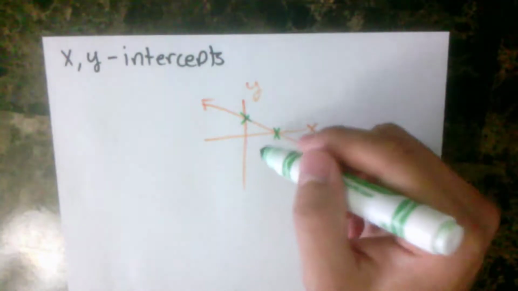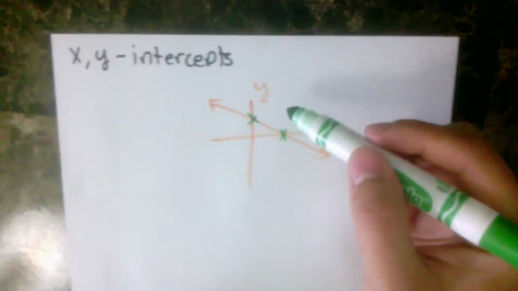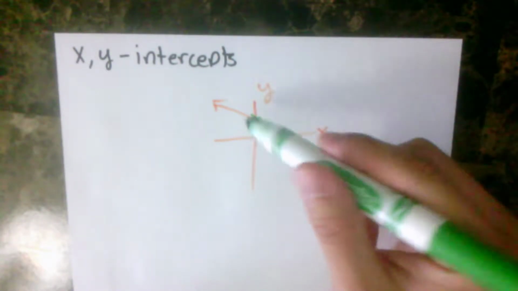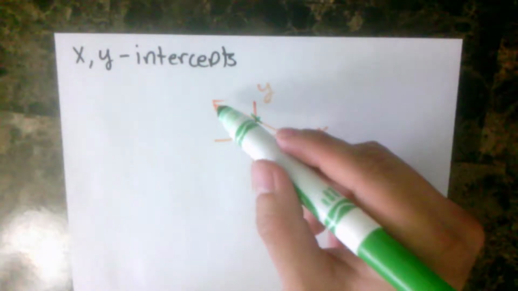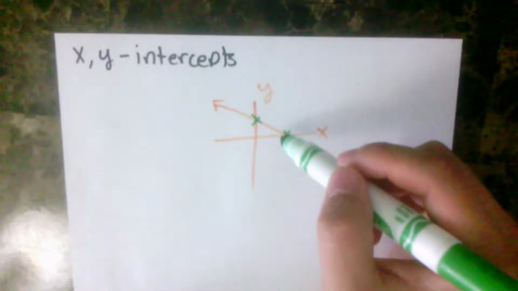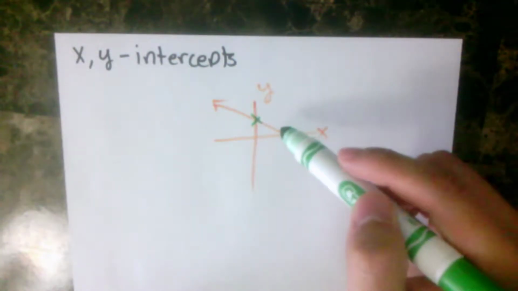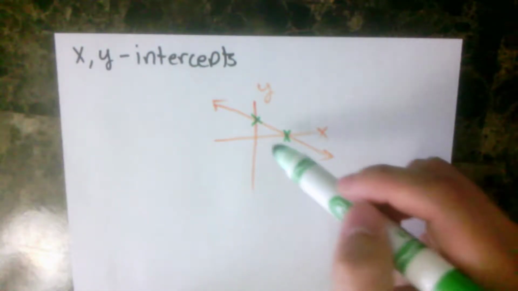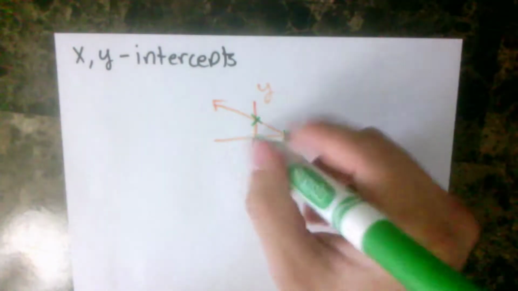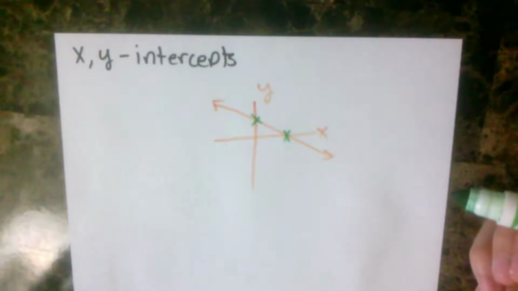Okay? In class we compared this to football, and when people make an interception, they cut off a pass. So if this line is a pass, you'll notice that it gets cut off by your y-axis here, and it gets cut off by your x-axis here. So intercepts are literally where the line crosses some other line. Okay? So these two lines cross here, these two lines cross here. To calculate their values is actually fairly simple.